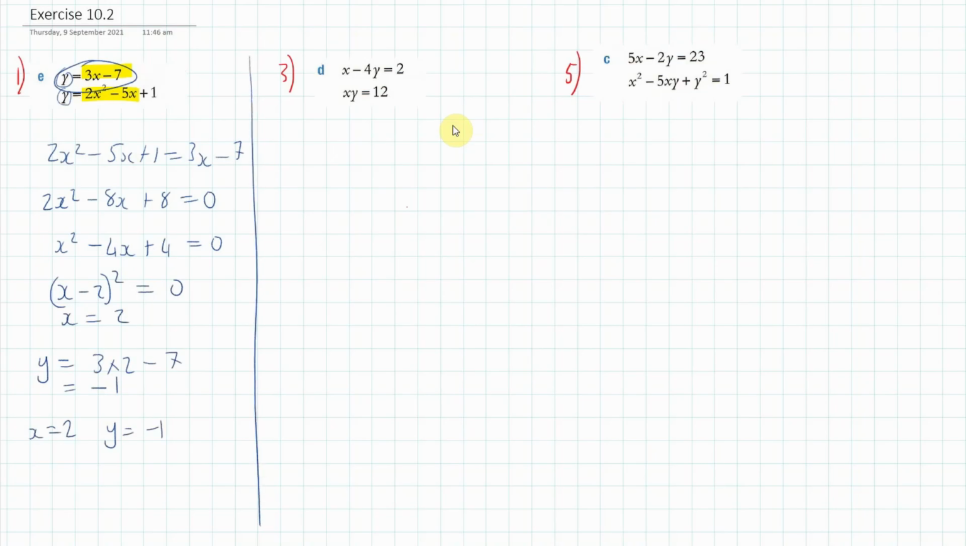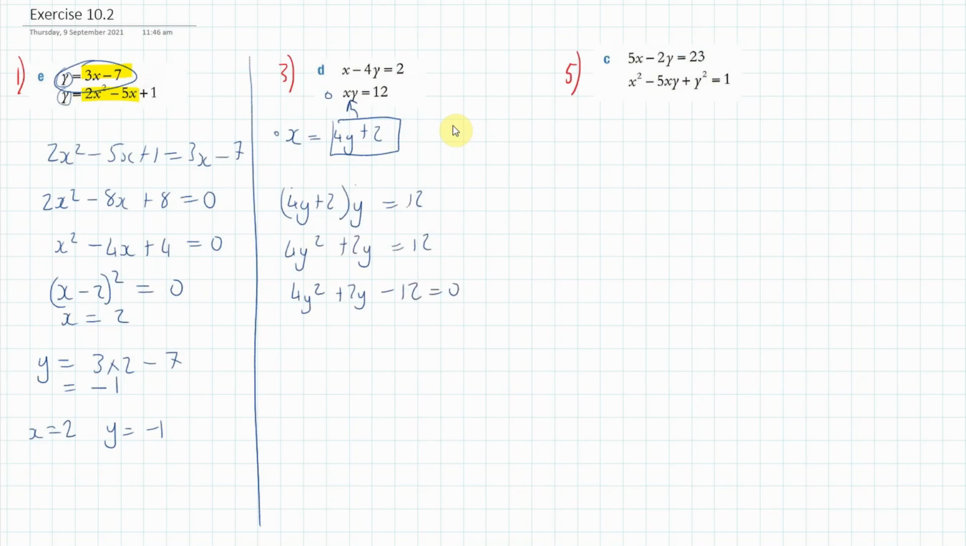Now let's move on to question 3D. What I'm going to do first is I'm going to say that x equals 4y plus 2. That's the first equation, and then I've got this one here. So what I'm now going to do is replace that x, which is 4y plus 2, into that equation there. So we'll get 4y plus 2 times y equals 12. So I get 4y squared plus 2y equals 12. I bring everything across to make my quadratic equation. And I get that. I divide by 2, so I should get 2y squared plus y minus 6 equals 0.